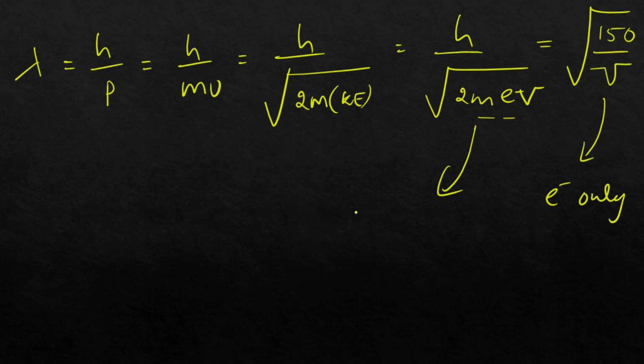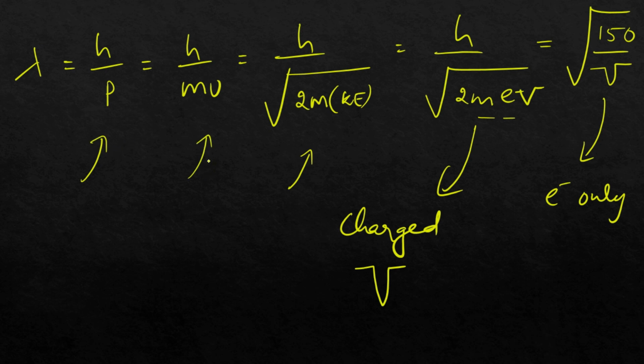The other equations are for any charged species, any charged particles which are accelerating or moving with V potential difference. If you see kinetic energy in the data, you can apply lambda is equal to h by square root of 2m KE. If you know mass and velocity, you can apply lambda equals h by mv, where mv is the momentum p.